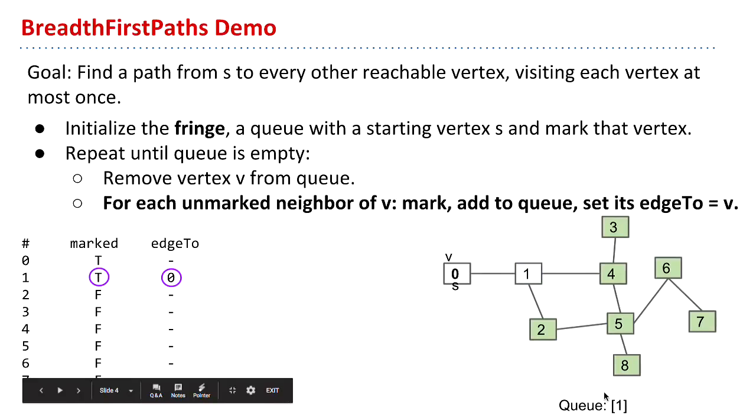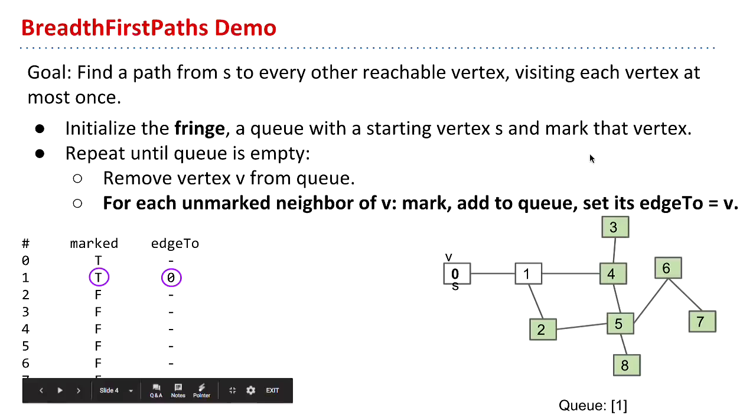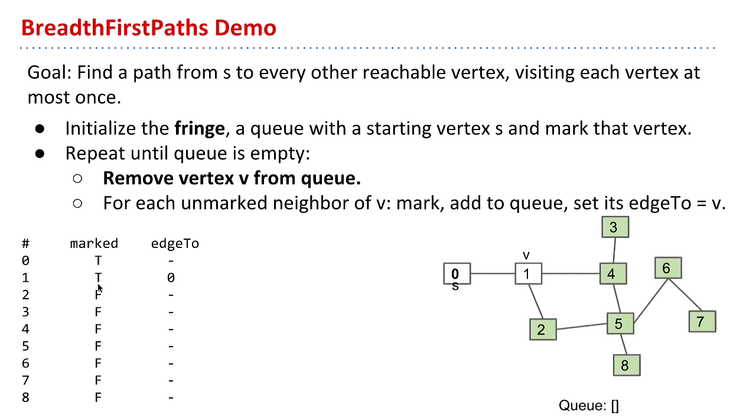We mark it, and we set its edge to. So any time we find a neighbor that is unmarked, we do these 3 steps to it. Now we have edge to is 0, marked is true, and we continue along. So we take 1 out, and in this case, how many neighbors does 1 have?